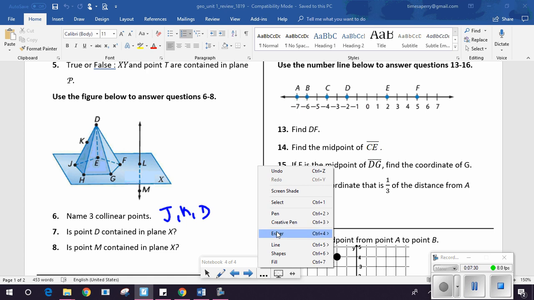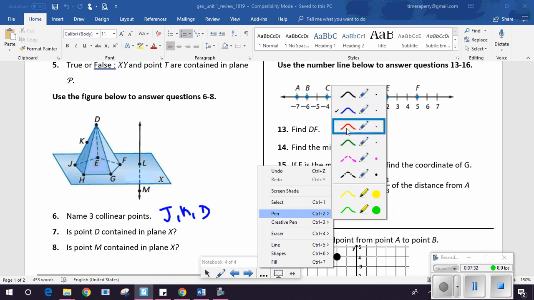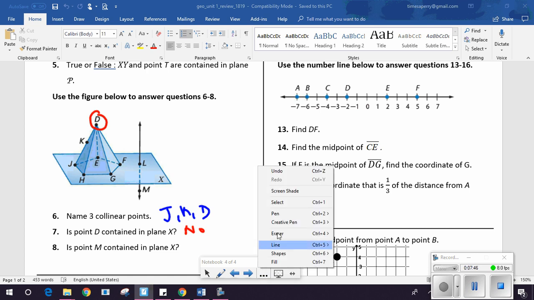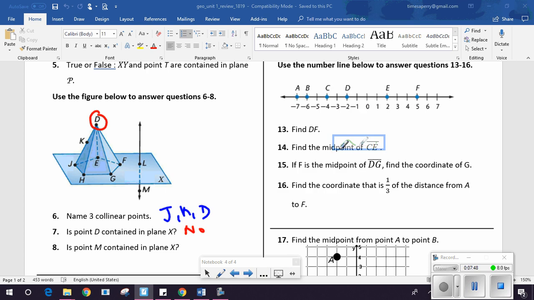Number 7 says, is point D contained in plane X? Point D is located up here, so the answer is no. Again, contain means inside plane X. And number 8 is point M contained in plane X? Here's point M, and it also is not on the plane.